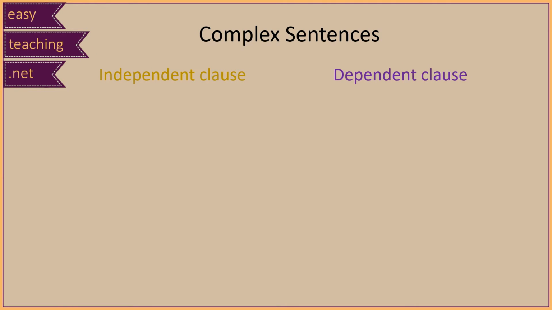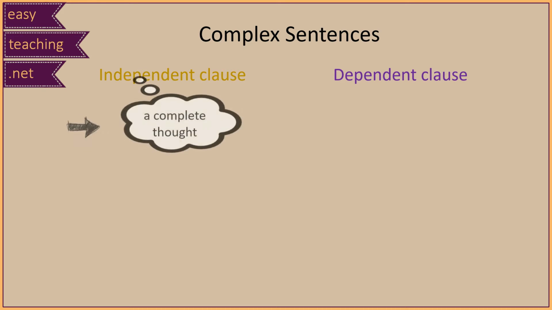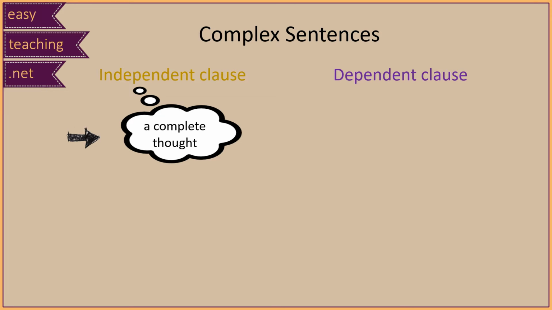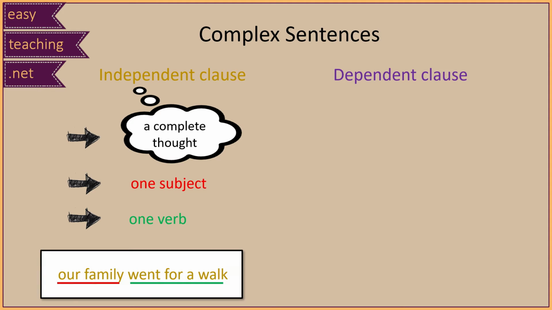Before we look at complex sentences, we'll quickly review independent clauses and dependent clauses. An independent clause is a clause that is a completed thought. It has a subject and a verb. It can stand alone as a sentence and make sense. For example, our family went for a walk.